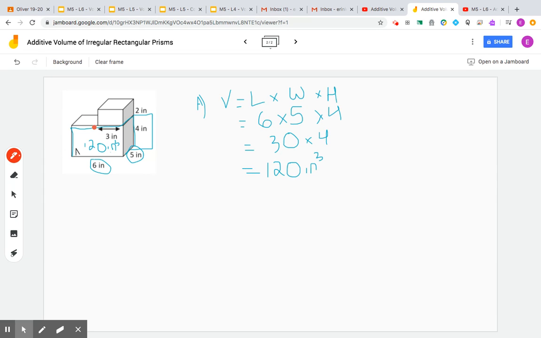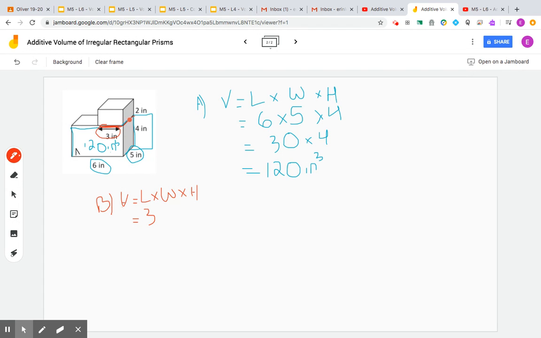So let's look. What do I notice about this top structure? I notice that right here, it's giving me the length. It's saying that this one part is 3 inches. So let's look at structure B. We know volume equals length times width times height. We've already found that our length is 3 inches.